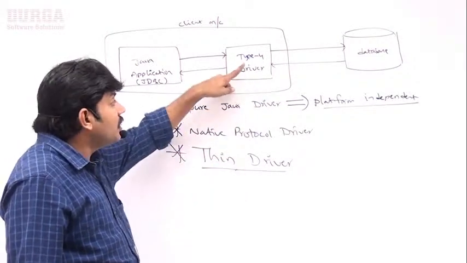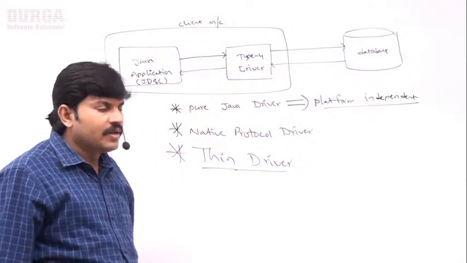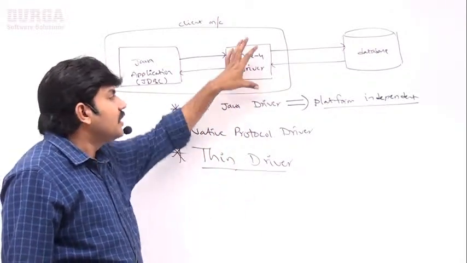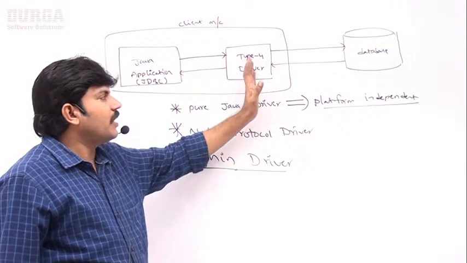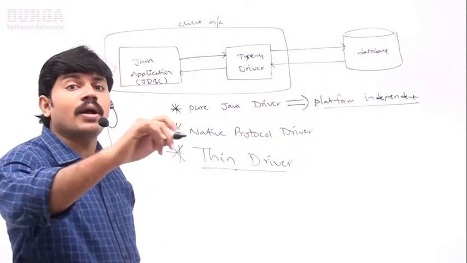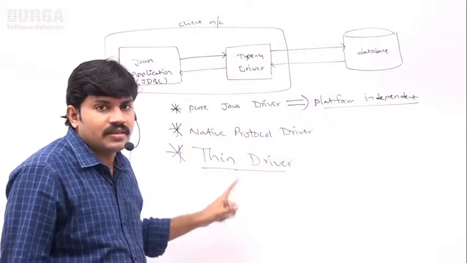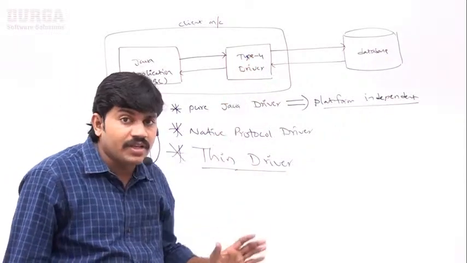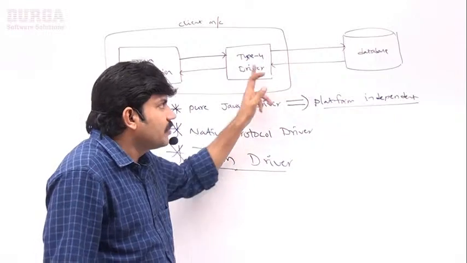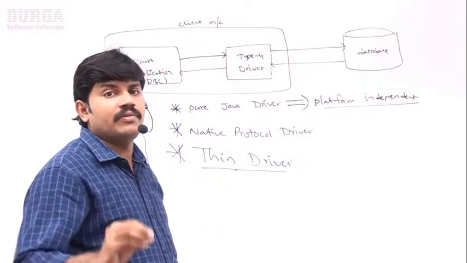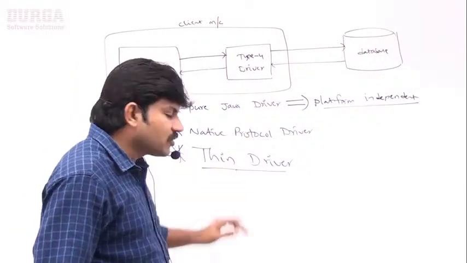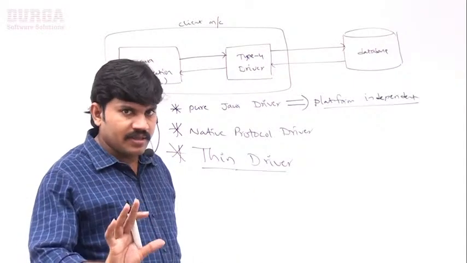So that's why it is the platform independent driver. Why is it the native protocol driver? Internally it communicates with the database by using the native protocol provided by the database vendor. Next, why is this one the thin driver? Without any other extra component, this driver can communicate directly with the database. That's why this driver is also known as the thin driver. Clear for all of it?